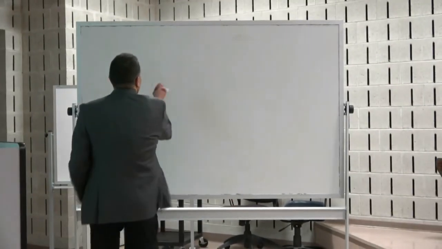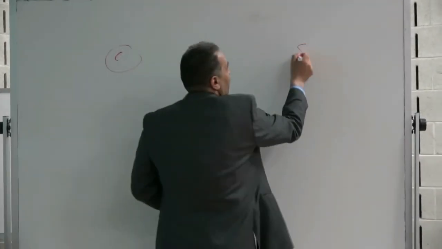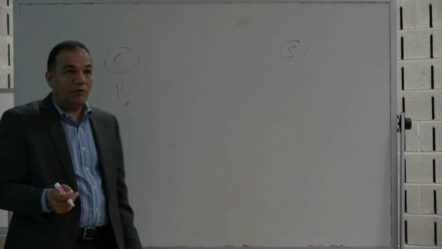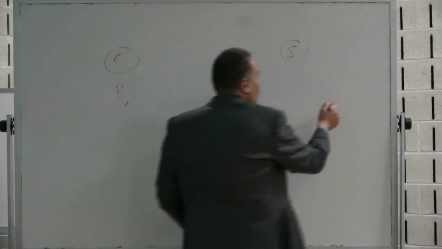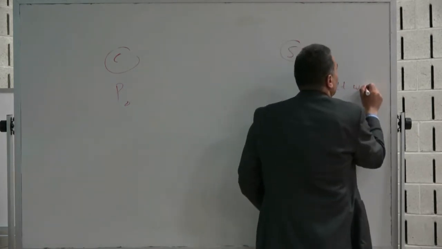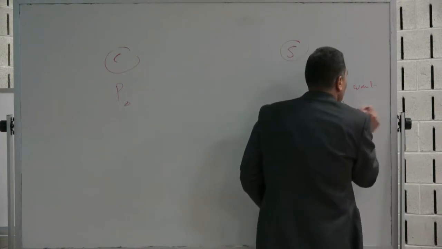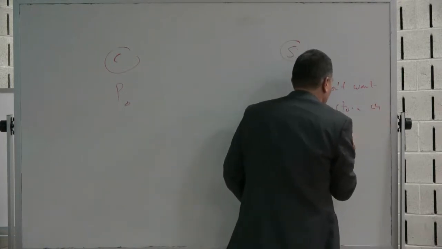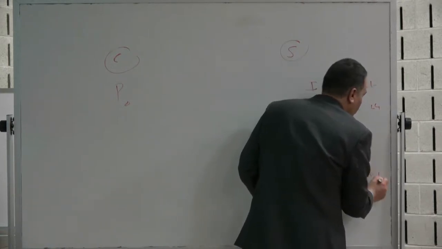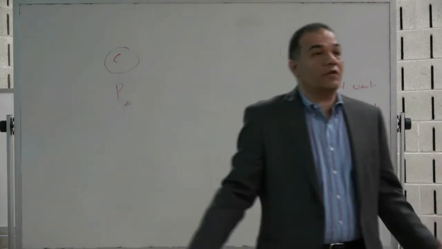We don't save P0 anywhere. Let me explain a little bit. You have here, let's say, the client, and here the server. The client has the password. I don't want to store the password on this computer. So what do I store? The hash of it.